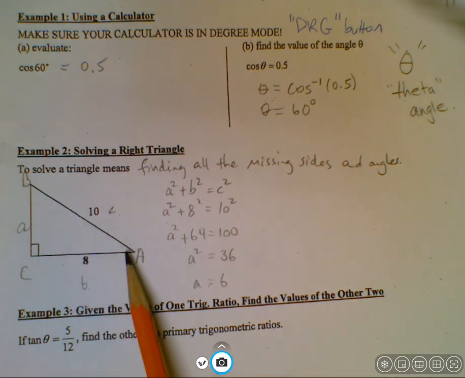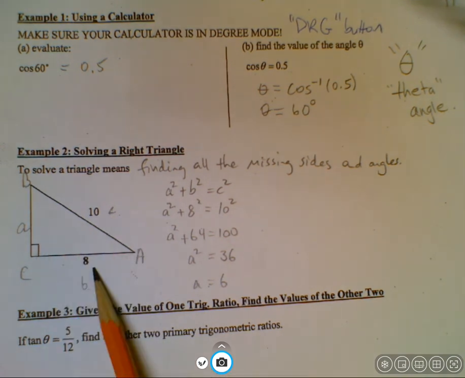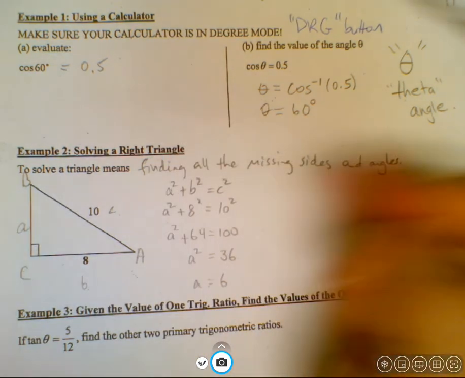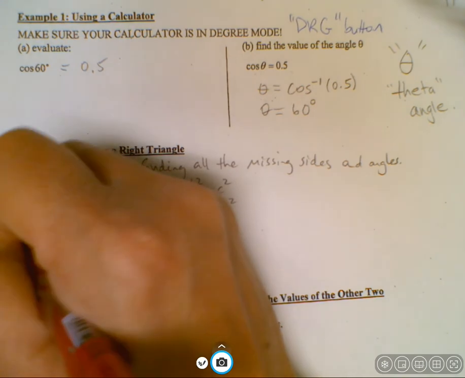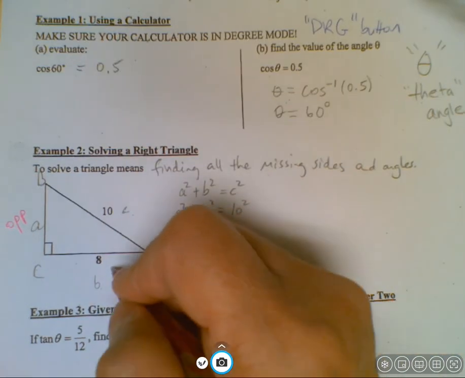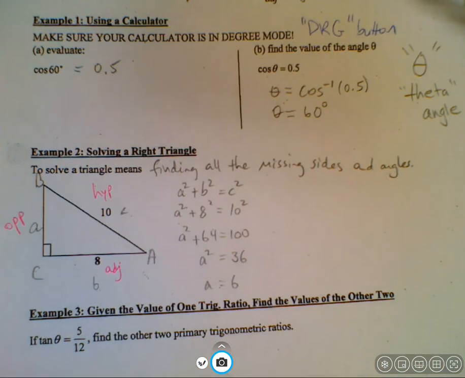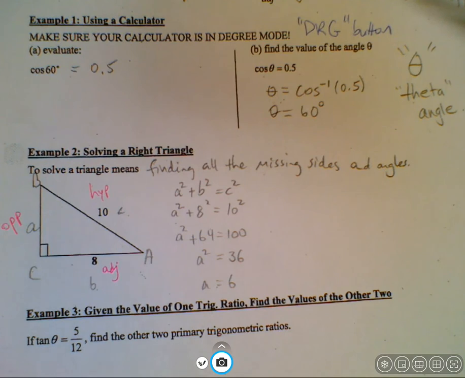So now I need to find the angles. And to find the angles, I have no information from inside the triangle. I must use the side lengths. So I will label the triangle. So for angle A, let's say I want to find angle A. For angle A, this one's the opposite, this one's the adjacent, and this one is the hypotenuse. So I can pick which one I want to work with.